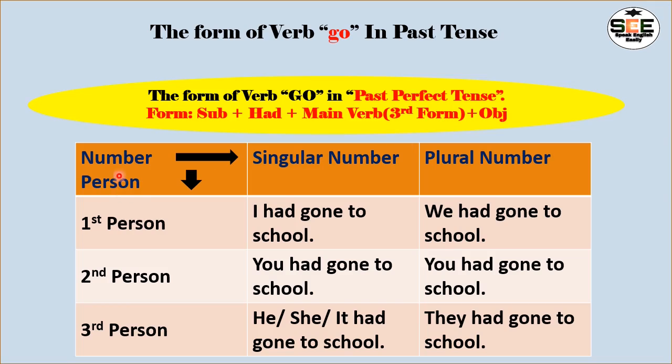So it is number and it is person, and it is singular number and plural number. First person: I had gone to school in singular, right? And plural, we had gone to school. Second person in singular, you had gone to school, and in plural number, you had gone to school. Third person singular, he, she, it had gone to school, and in plural number, in third person, they had gone to school.